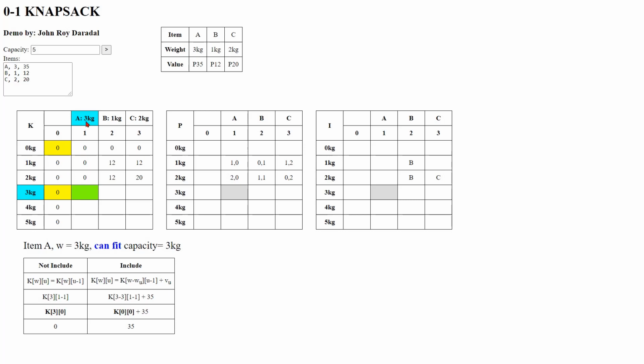This time A can fit, right? Because it's already 3 kilos. So you can choose whether to include it or not. And if you don't include it, it's still 0. But if you include it, that would be 0 plus the value of A, which is 35. So that would win, obviously, 35. So the previous would be 0, 0, and you have the item A.